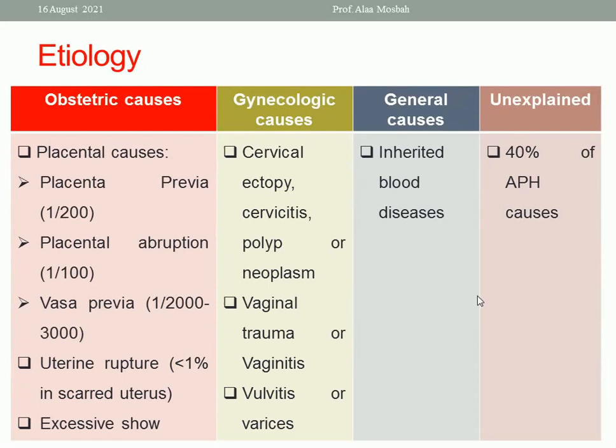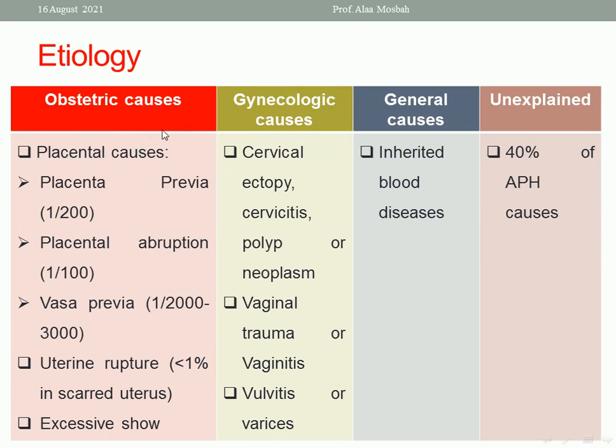What is the etiology of antepartum hemorrhage? I can summarize it into 4 groups: either obstetric causes, or gynecologic causes, or general causes, or unexplained with no definite etiology. In the unexplained group, there is antepartum hemorrhage but no identifiable cause, and this constitutes the majority, by the way. It is 40%.